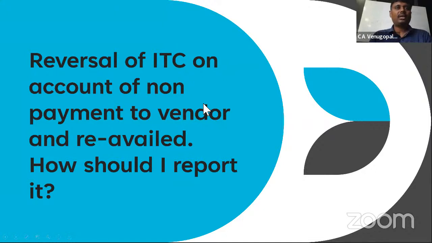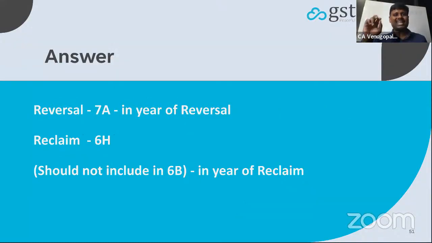Next question. Reversal of input tax credit on account of non-payment to the vendor. Reversal happened and I have re-availed it. Now, there are multiple situations: re-availed in the same year, or re-availed in the subsequent year. The question is, how should I report it? Please note, we have two tables, 6H and 6B.